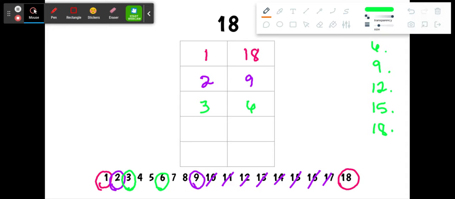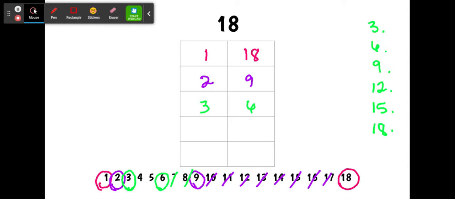Now I'm going to think about 4. Is there anything I can multiply 4 by to get to 18 this time? Well, if I think about the number 4, I know I go 4, 8, 12, 16, 20. Nope, I cross over 18, so 4 does not work. Now I need to consider 5. Can 5 work? I could count up by 5s, 5, 10, 15, 20, and I skip 18 again, so 5 also doesn't work. So 18 only has 6 factors, or 3 factor pairs.